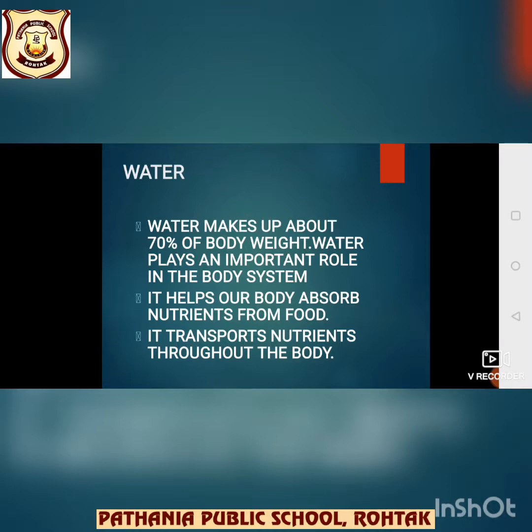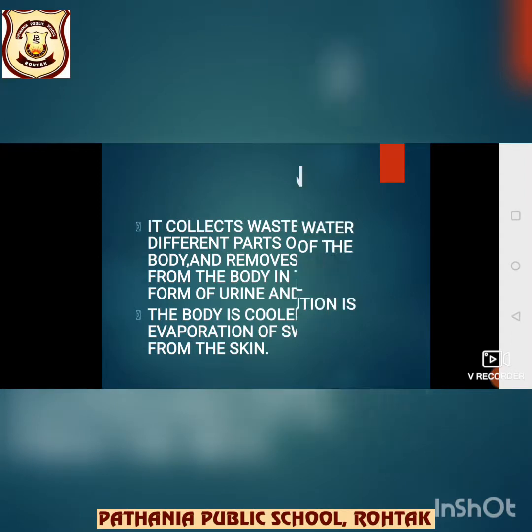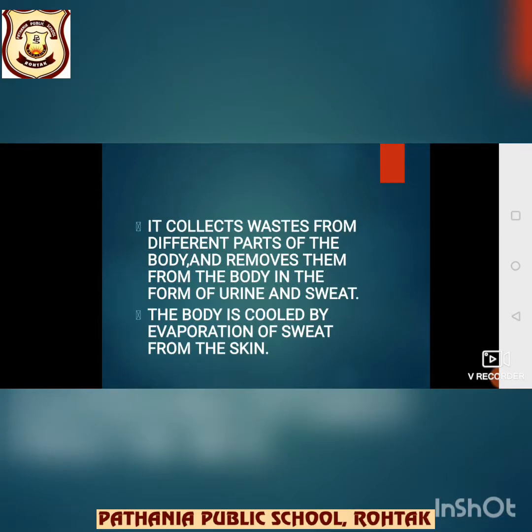So you know that water makes up about 70% of body weight, and water plays an important role in the body system. So these are the functions of water, as I already told you. Okay. So what provides water to our body? Where do we get water from? What will happen if we do not eat enough food? Our body would not get enough energy as it needs, and the body will not be able to do its job. So that would result in deficiency diseases.